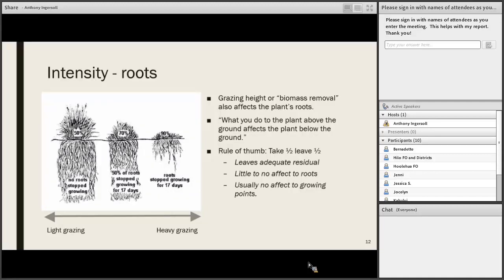It leaves adequate residual, so you have lots of potential for that plant to continue photosynthesizing if it's got its other needs met, like moisture. It has little to no effect to roots. It usually doesn't have an effect to growing points. And for us, from a conservation standpoint, the amount of residual that's left also has benefits to other elements of soil health, like preventing soil erosion and conserving soil moisture and things like that.